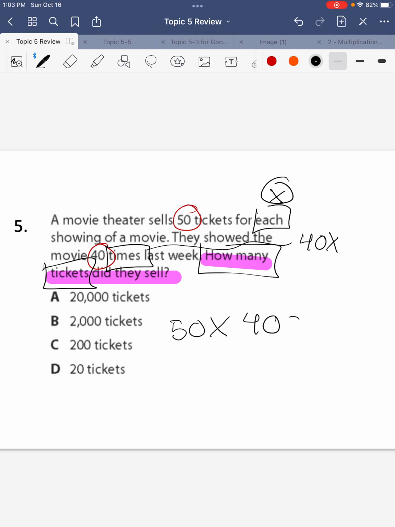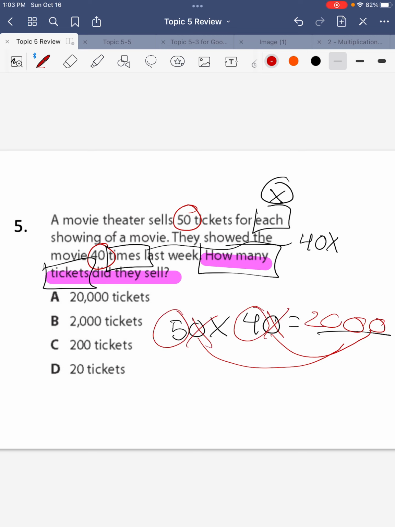50 times 40. Again, I have my x's, move them to the side. 1, 2, cross them out. 5 times 4 is 20, so it's going to be 2,000 tickets. And my answer is B.